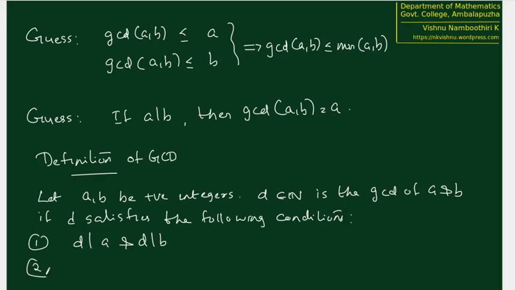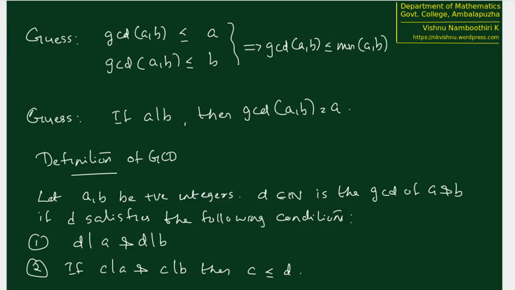What is the second condition? D must be the largest among common divisors. Therefore, if C is a common divisor, D is the largest. What should be the relation between C and D? D is the largest, then C must be less than or equal to D. These are the two conditions that D should satisfy, so that we can call D the GCD of A and B.